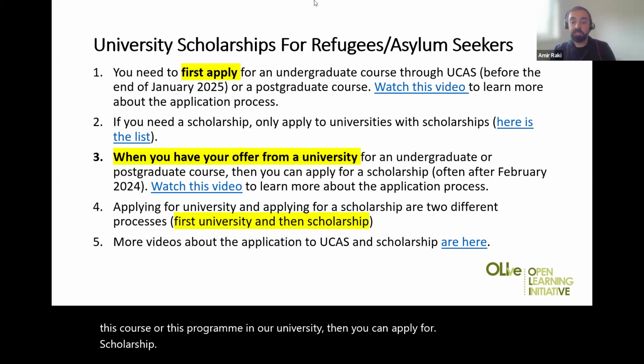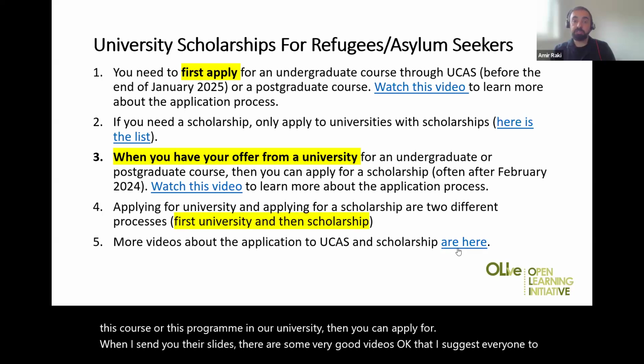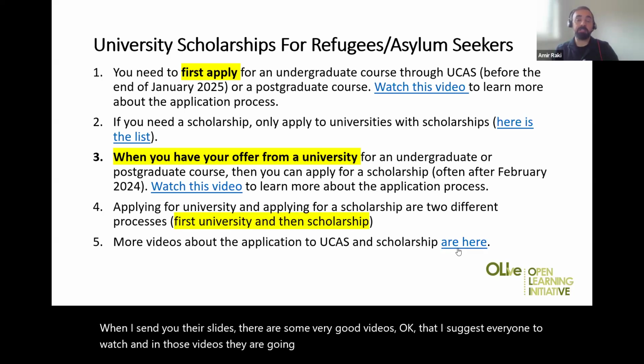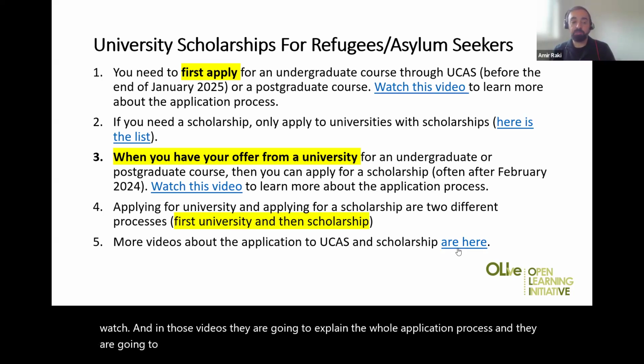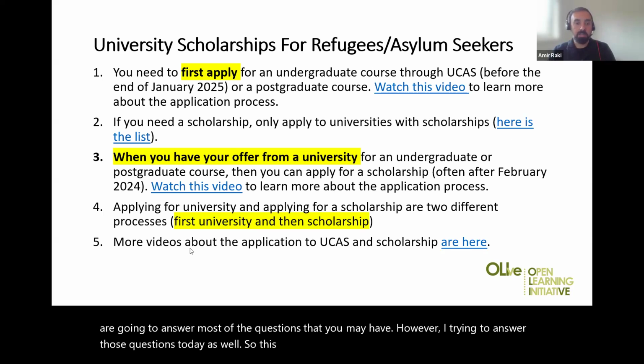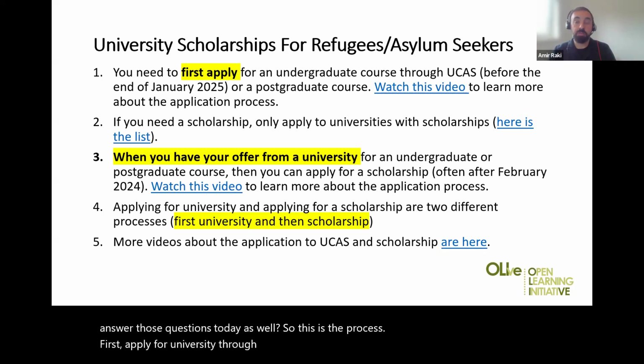When I send you the slides, there are some very good videos that I suggest everyone to watch. In those videos, they are going to explain the whole application process, and they are going to answer most of the questions that you may have. However, I try to answer those questions today as well. So this is the process. First, apply for university through UCAS, or directly if it's postgraduate. Then when you have the offer, you can apply for a scholarship.